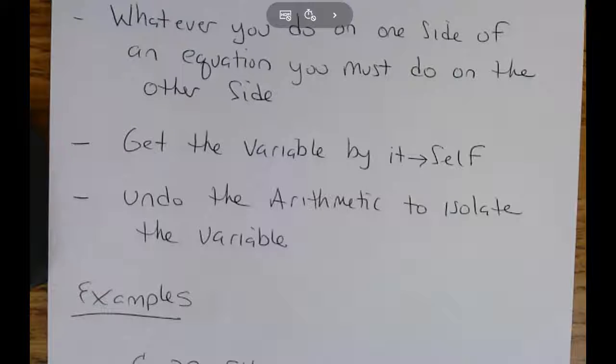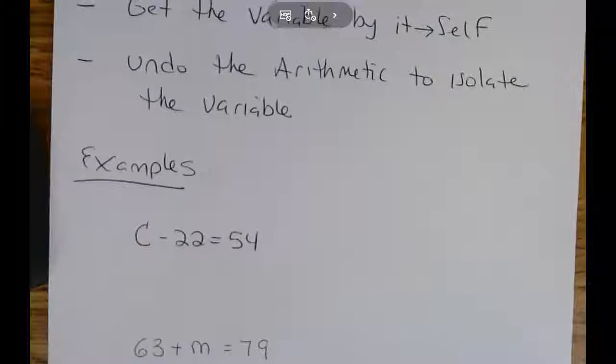So when we see 3 times x, that's multiplication, so if we want to get rid of 3x and get x by itself, we want to divide. Or if we have w plus 3 equals 17, we have w plus 3, so what we want to do is the opposite. We want to do a minus 3 to get that adding 3 undone. Okay, so let's look at some examples.